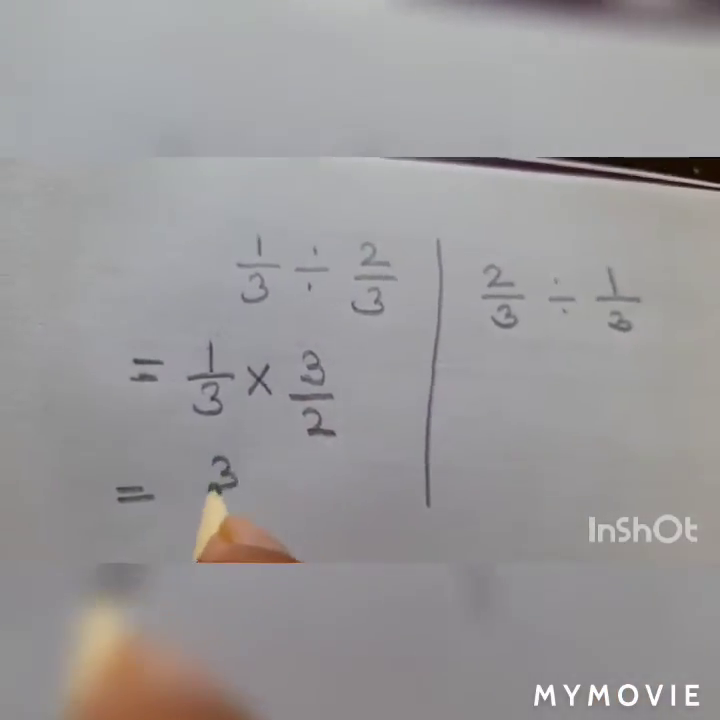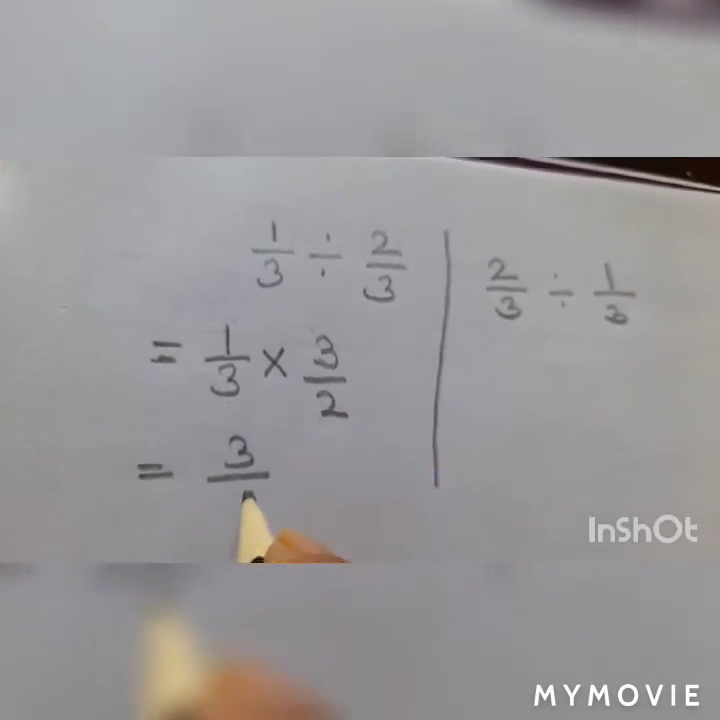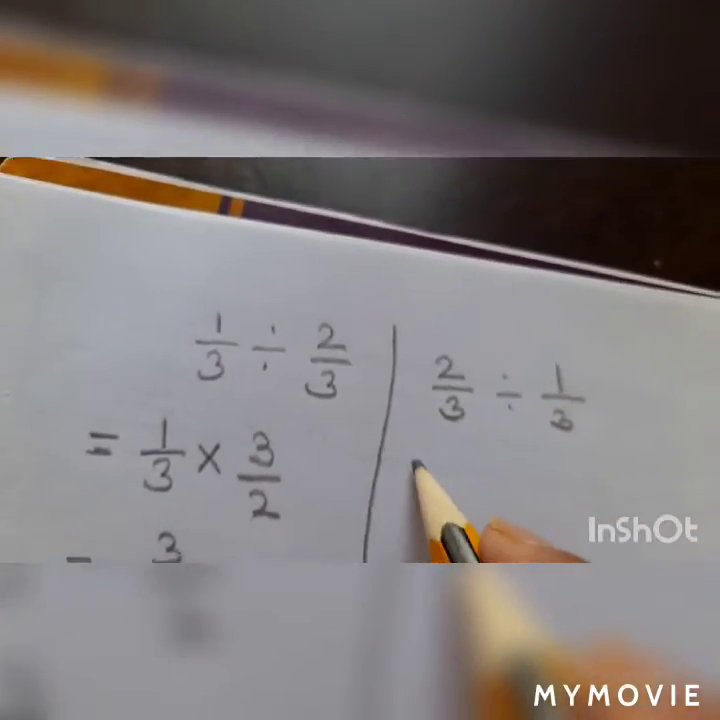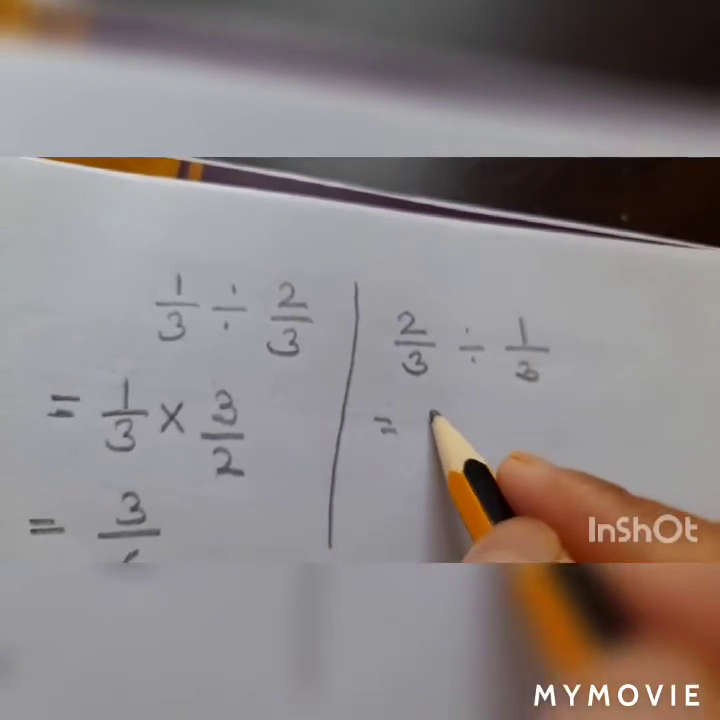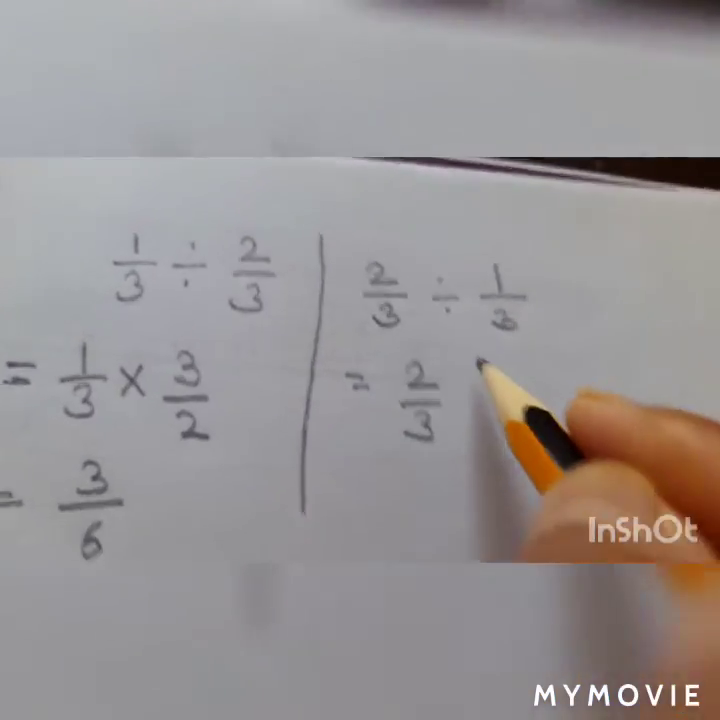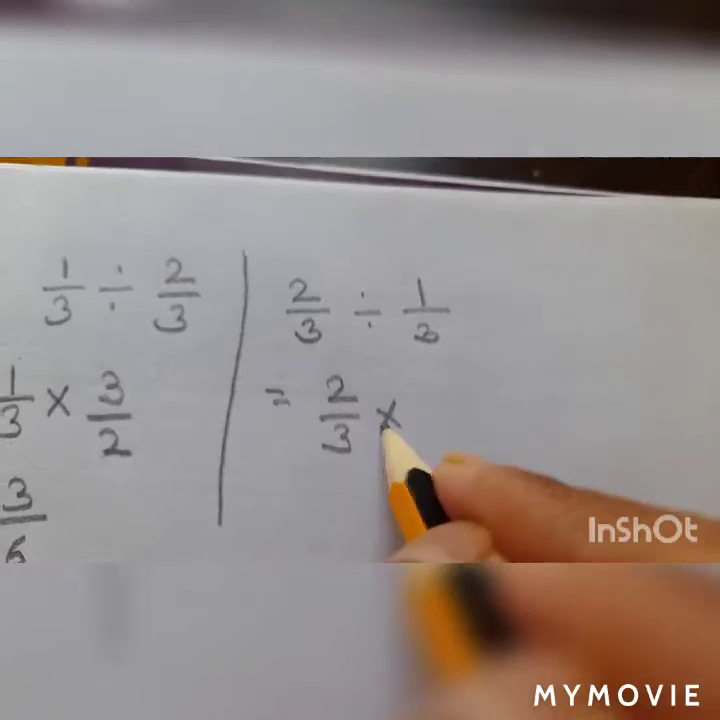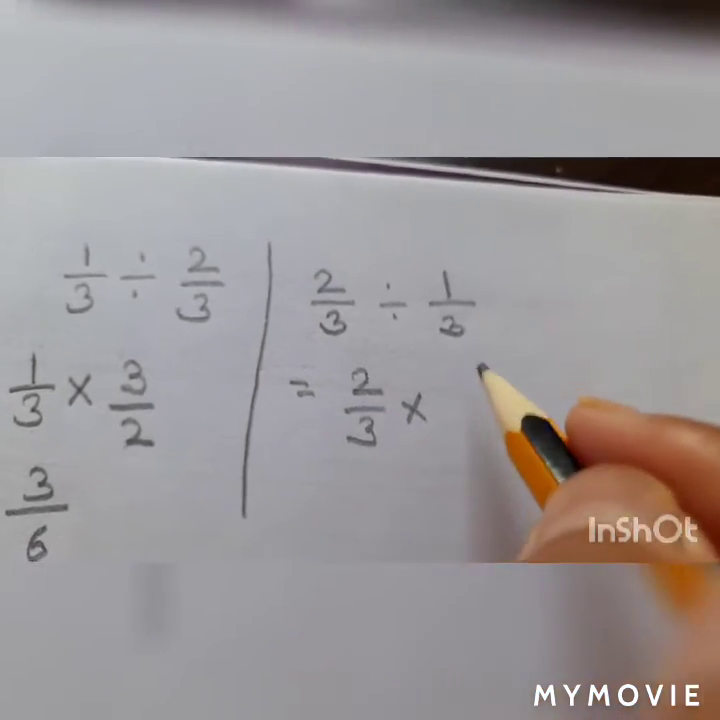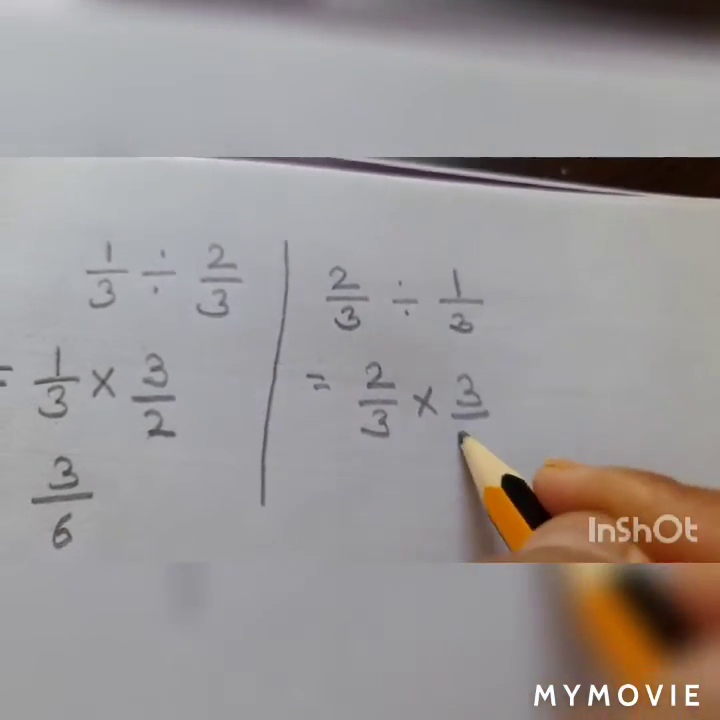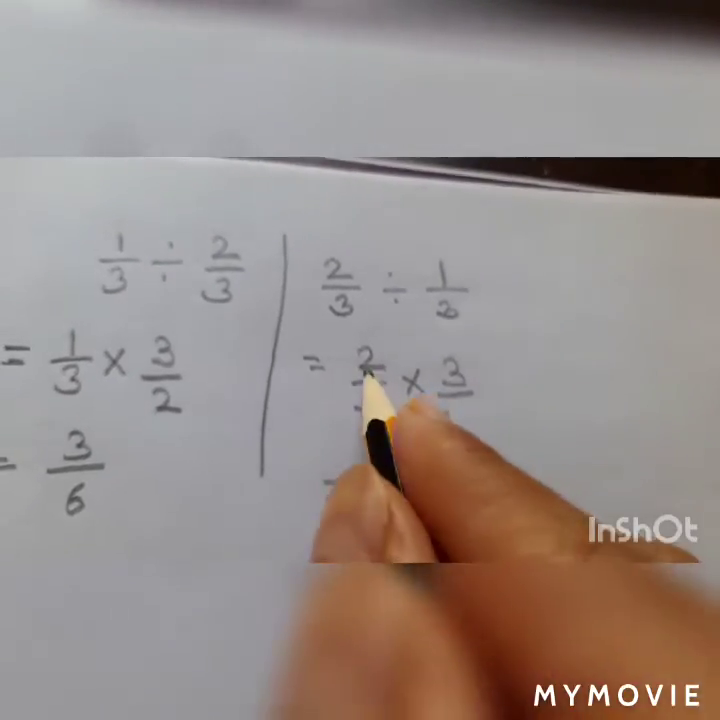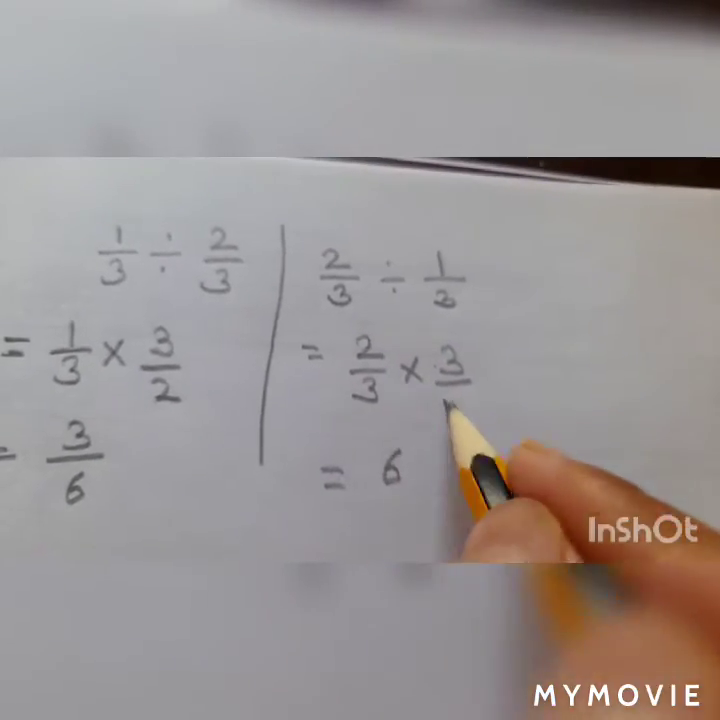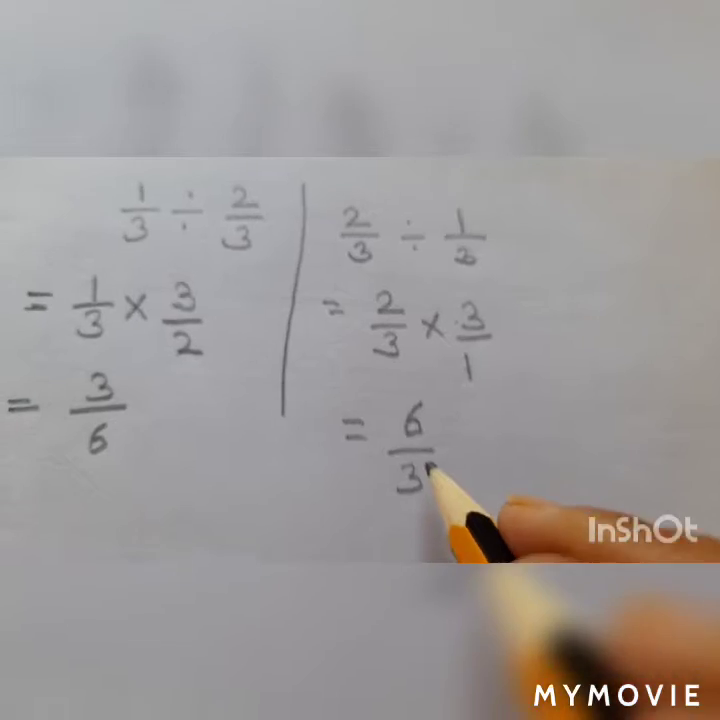3 into 1 is 3, 3 into 2 is 6. The answer is 3 upon 6. Here 2 upon 3 as it is. We will take here a multiplication sign and we will write 3 upon 1. 2 into 3 is 6, 3 into 1 is 3.